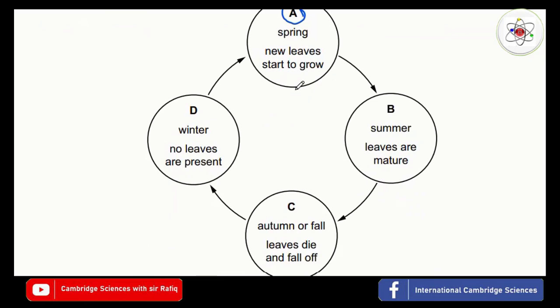But if you look at the other options, why are they incorrect? Because in winter, no leaves means no requirement. When leaves are mature, they most likely do not need as much water for photosynthesizing. In autumn or fall, leaves die, and so no leaves, no requirement. So this is how the correct answer is A.